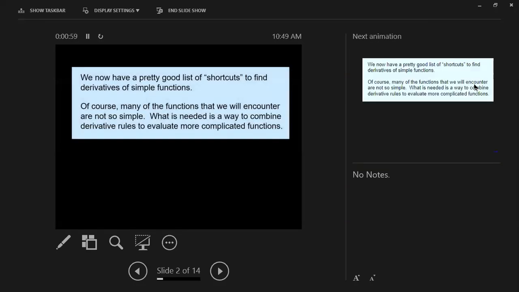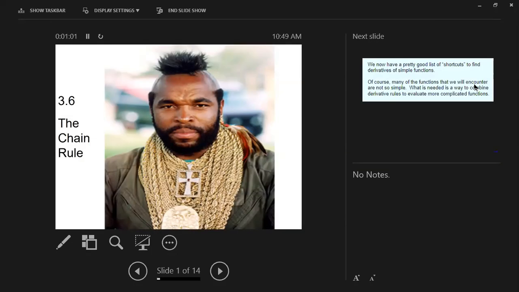As always, just make sure that you got your notebook ready. 3-6 chain rule. You will need your foldable because we're going to have a formula or two to write down. If we run out of room in our foldable, then we will make sure that we get a new one. So at least write down the formulas that we're going to get here in a second.